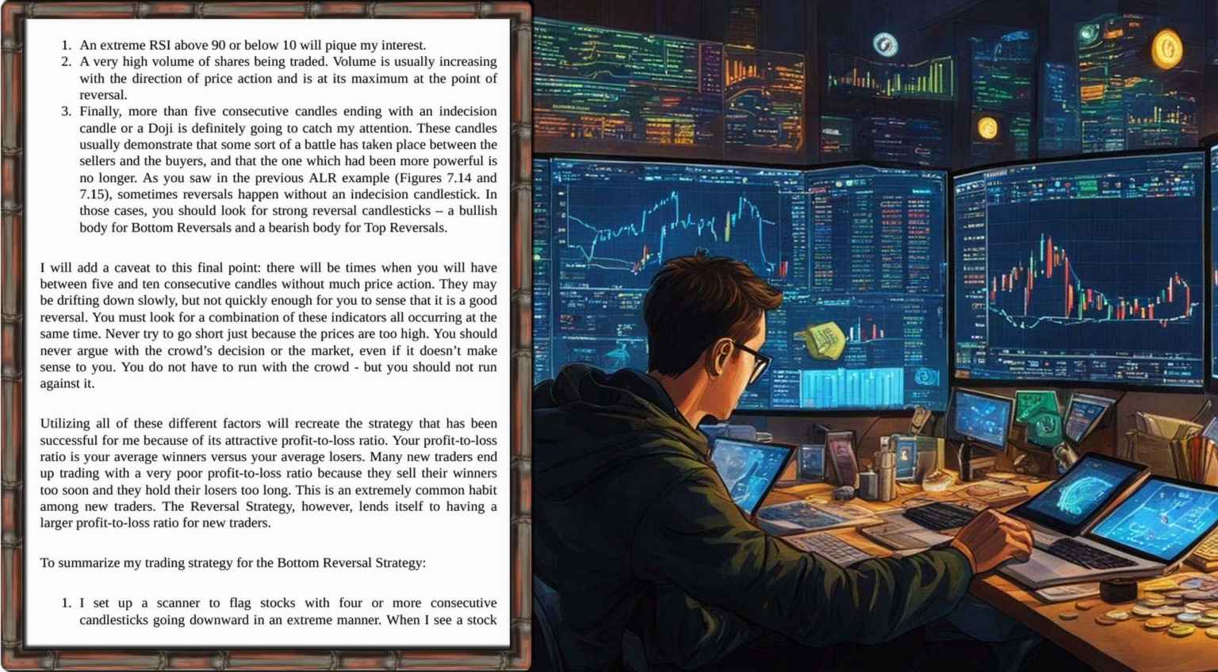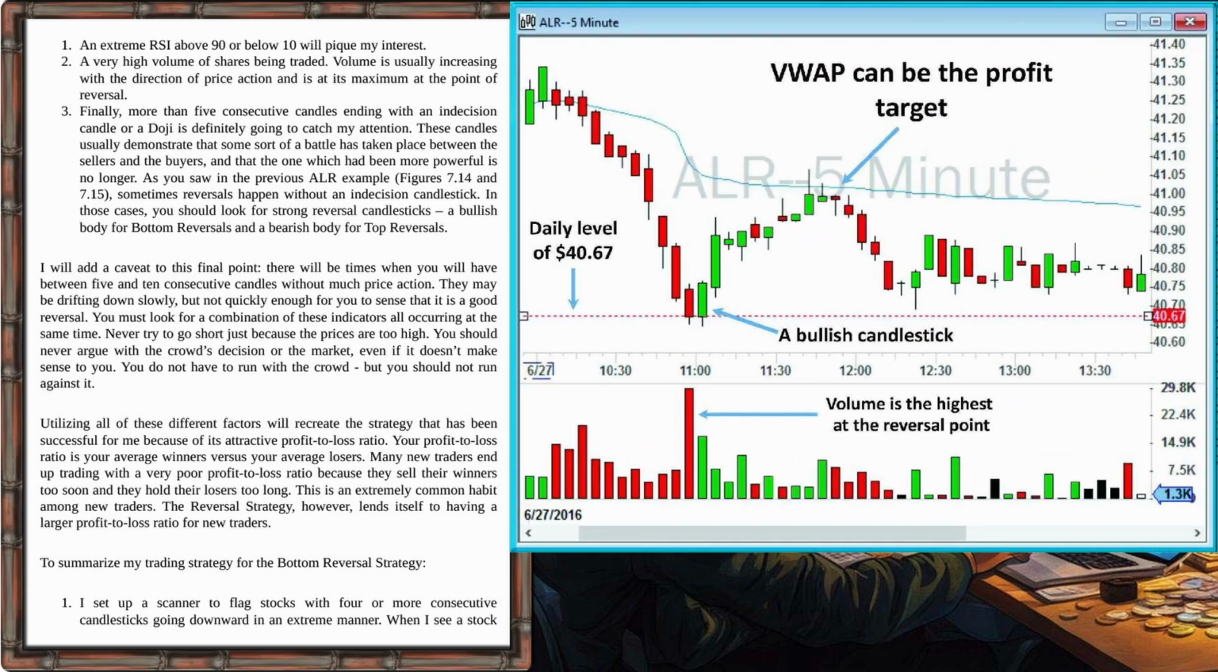3. Finally, more than 5 consecutive candles ending with an indecision candle or a doji is definitely going to catch my attention. These candles usually demonstrate that some sort of a battle has taken place between the sellers and the buyers, and that the one which had been more powerful is no longer. As you saw in the previous ALR example, figures 7.14 and 7.15, sometimes reversals happen without an indecision candlestick.